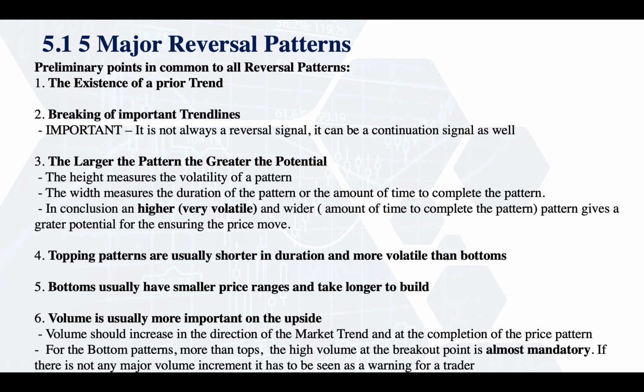Just please take a screenshot and memorize those 6 points. The first one is that there has to be a trend, otherwise we are not going to reverse anything. So the trend has to be there. There has to be a breakout of an important trend line, and there are some rules, like the larger the pattern, the greater the potential. It means that the higher and wider the pattern, with high volatility, and taking a very long time, perhaps a couple of weeks or months, the higher and wider it is, the more probable it is that the market will reverse. So this is the concept.